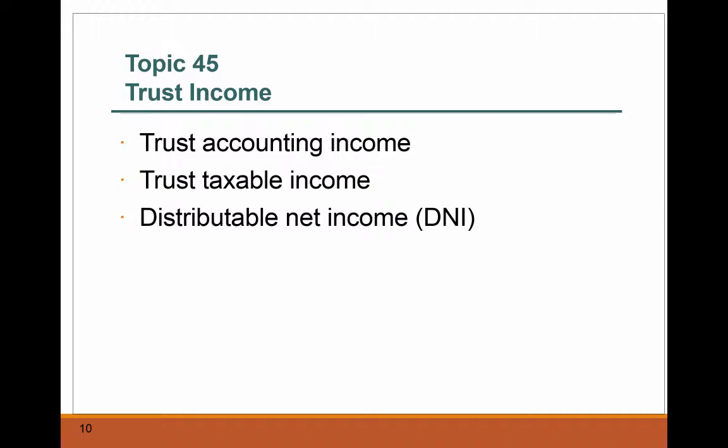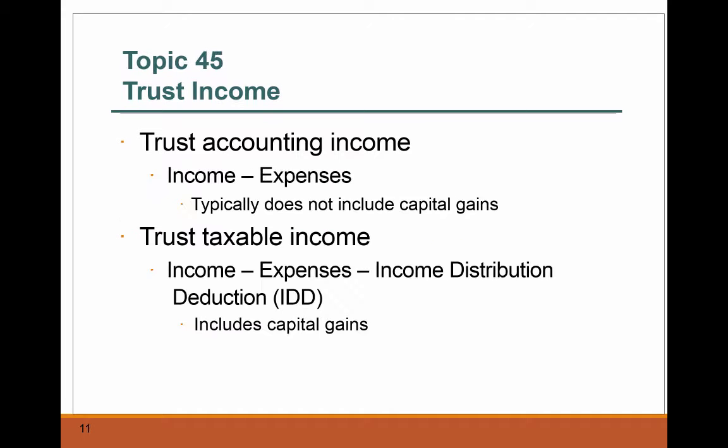Then you have trust income, and we mentioned earlier DNI, distributable net income, because you know that simple trusts distribute all the income and complex trusts don't have to distribute all the income annually. So you have trust accounting income, then you have taxable income, and then you have distributable net income as well. Your trust accounting income is pretty much income minus expenses. They do not include capital gain. So this is pretty much like your net income for the trust, right?